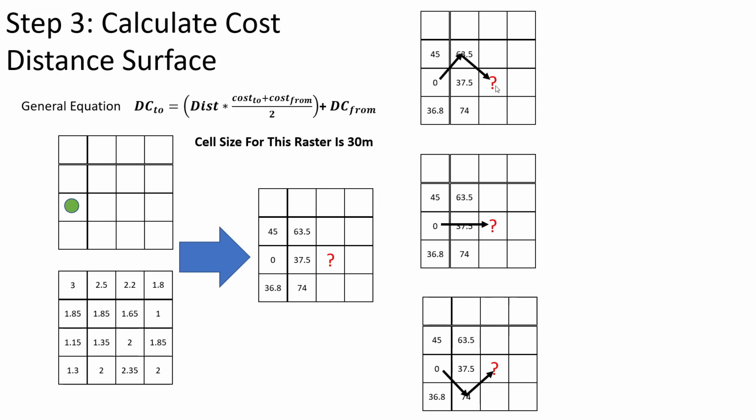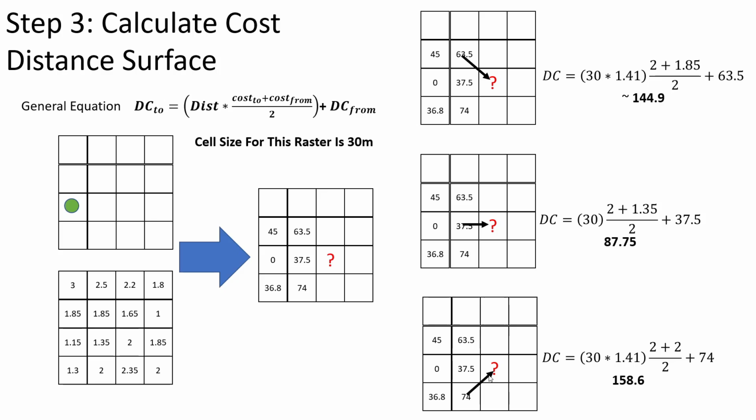Well, let's start by figuring out what the cost surface would be for each of these paths, right? And so we can simplify this to be going down diagonally, so from this cell to this cell, going right from this cell to this cell, or going up diagonally from this cell to this cell. Let's see what that looks like mathematically, right?